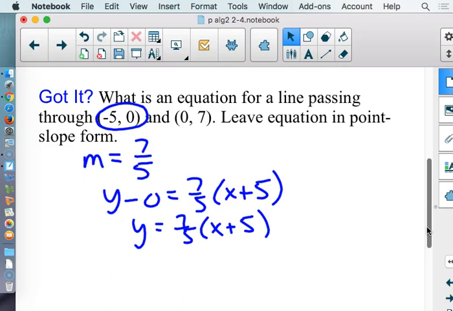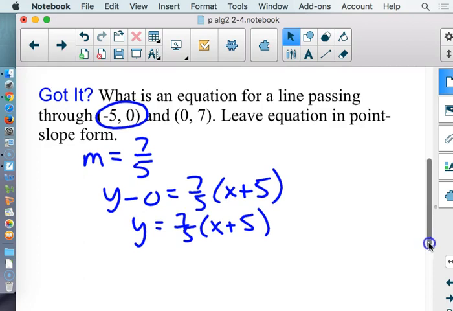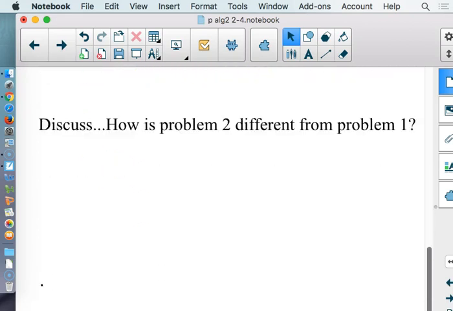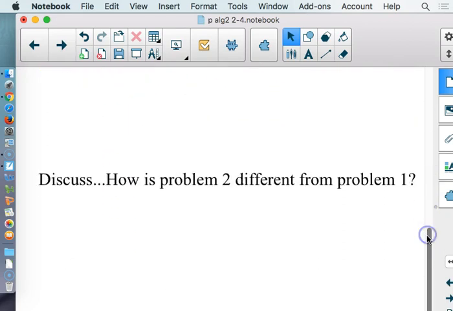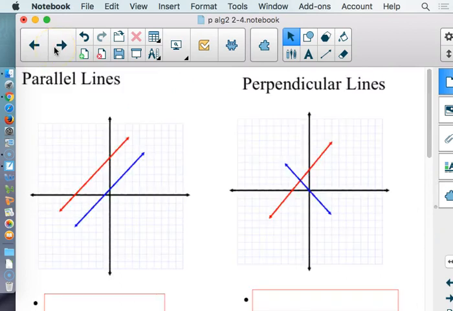A couple people not feeling all the way confident yet, but getting there. So then we'll use this again. That's what we'll do. Let's discuss this today. Okay. Parallel and perpendicular lines.